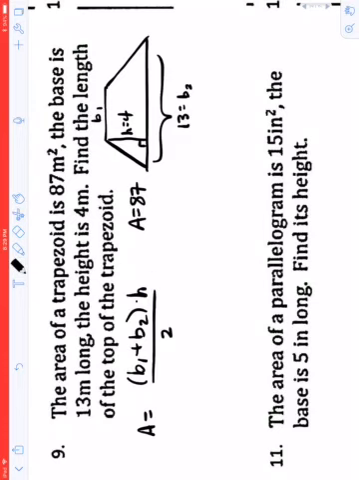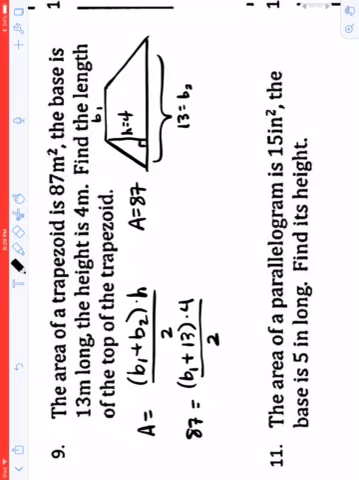Okay. So the area, I'm sorry. I apologize. The area is 87. One of the bases is 13. We don't know the other one. So let's say B1 plus 13 times the height is 4 and divide that by 2, all over 2.